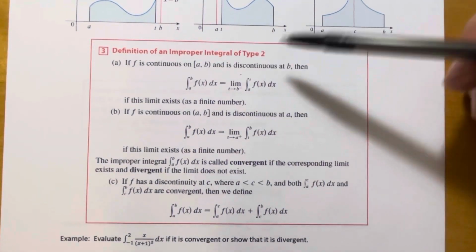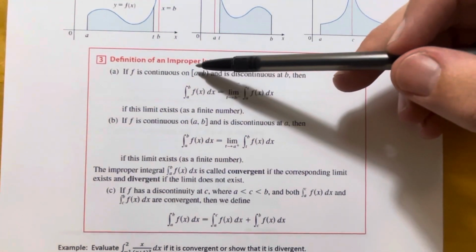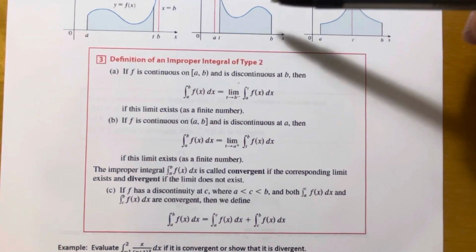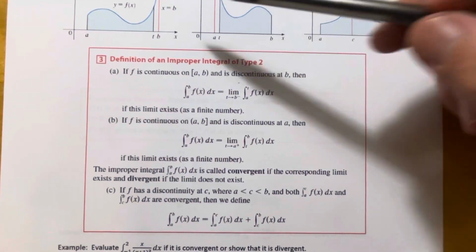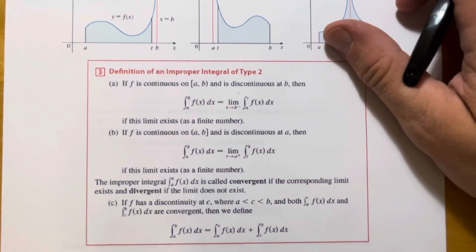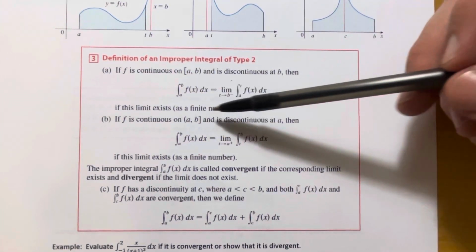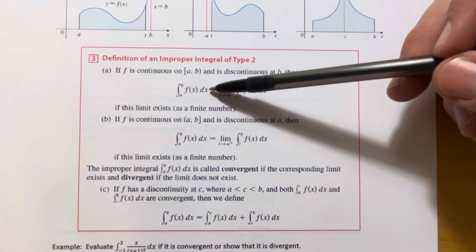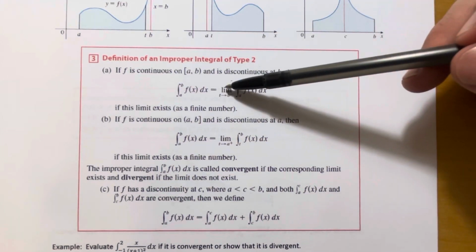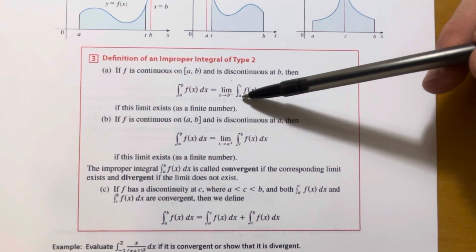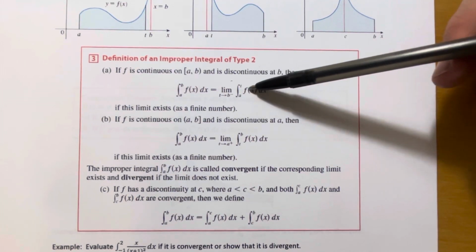So if f is continuous on the interval a, b, where b is not included, but a is, that's where we have a discontinuity at b, like this one, and we're going to assume it's an infinite discontinuity as well. Then this integral, the integral from a to b of f of x dx, is defined to be the limit as t approaches b from the left of the integral from a to t of f of x dx.